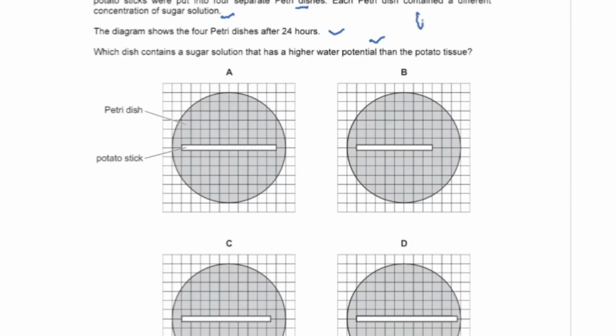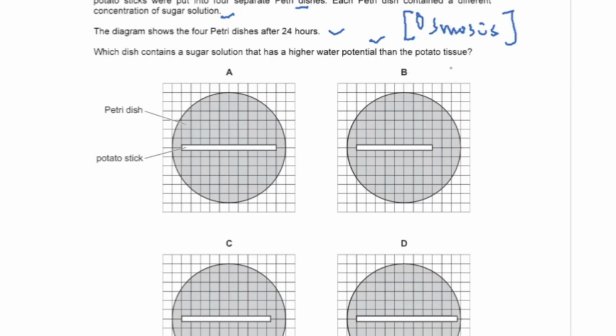So osmosis is a condition where water goes from where it is in high concentration to where it is in low concentration, passing through what is called a partially permeable membrane. Now, when water enters into a cell, it is very clear that the cell is going to swell, is going to increase in size. So what they're asking you here is which dish contains a sugar solution that has a higher water potential than the potato tissue?